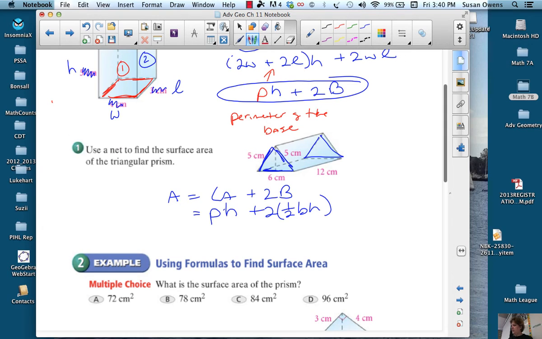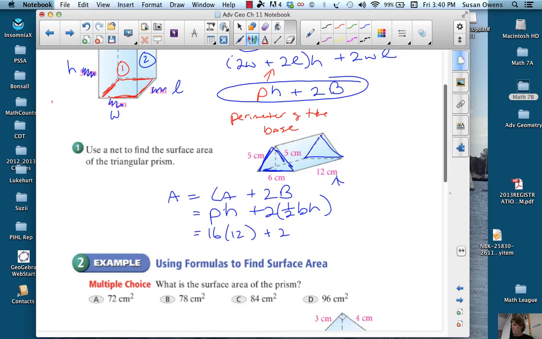and then I'll slowly substitute stuff in, so I get a more precise formula, and then I can use this. So the perimeter is going to be the 6, 5, 5. So that's going to be 16. The height is this 12. So it's times 12 plus 2 of the area of the triangles.